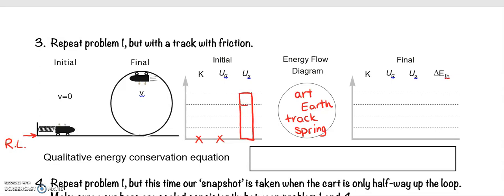Since it's the same scenario as number 1, you want to keep your number of blocks consistent between number 3 and number 1. Now in the end, we know in the final situation it is moving. It is no longer at the reference level, so it has both kinetic and gravitational potential energy. The spring is no longer compressed or stretched, so there is no elastic potential energy. But this time, since there's friction, there is thermal energy.